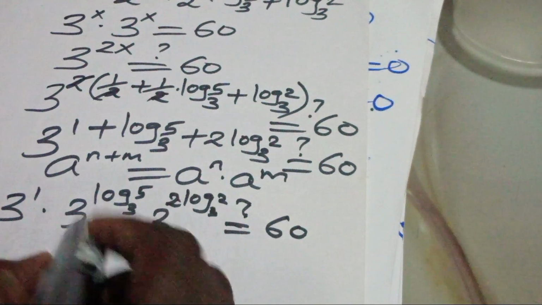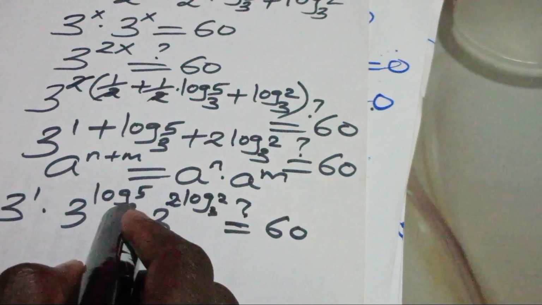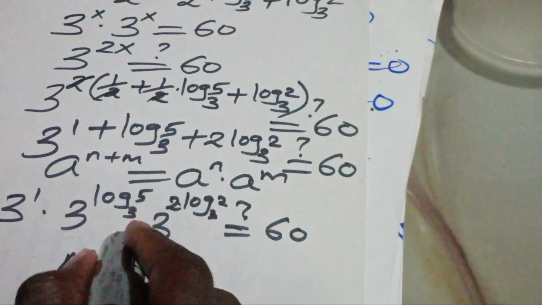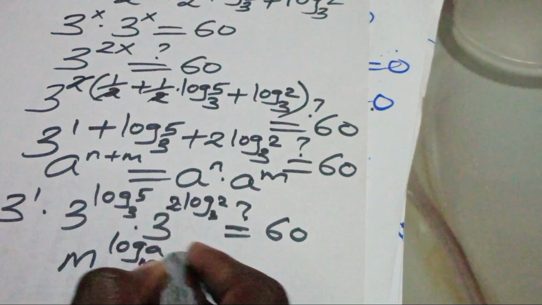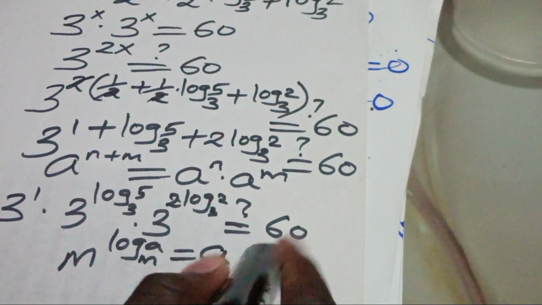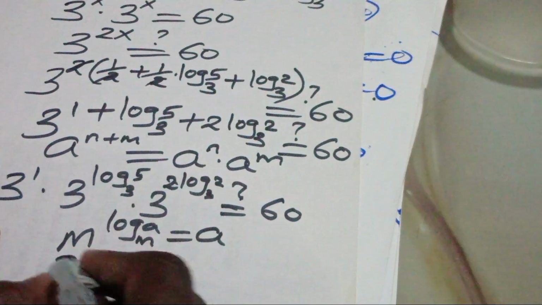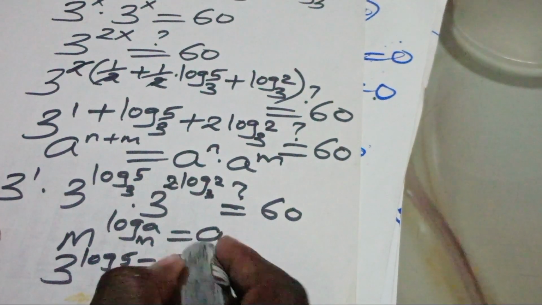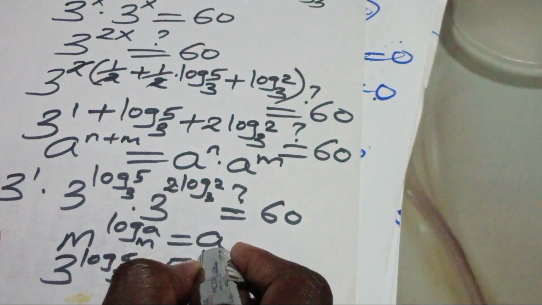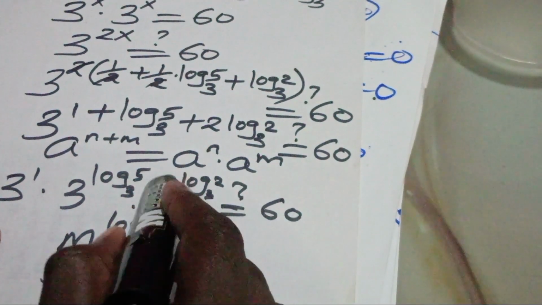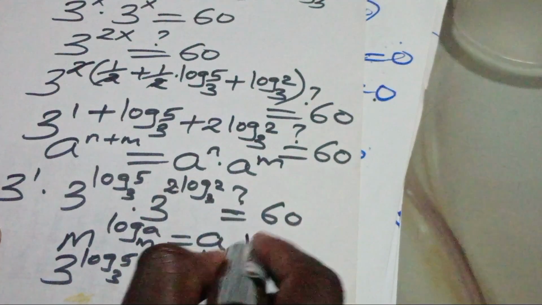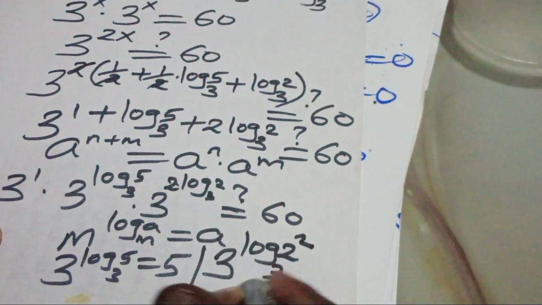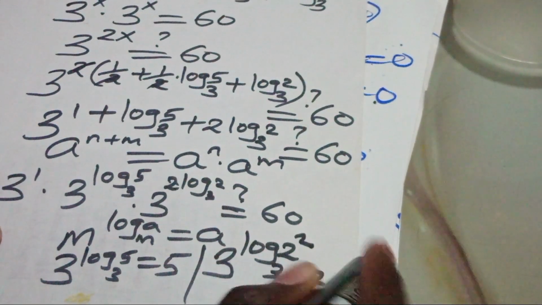Now, as you can see, 3 to power log 5 to base 3 and 3 to power 2 log 2 to base 3, this is in the form of m to power log a to base m, which we can express as a, okay? So 3 to power log 5 to base 3, this is essentially equal to 5. And then we'll have 3 to power 2 log 2 to base 3, which we can write as 3 to power log 2 squared to base 3. This is supposed to give us a value of 2 to power 2.